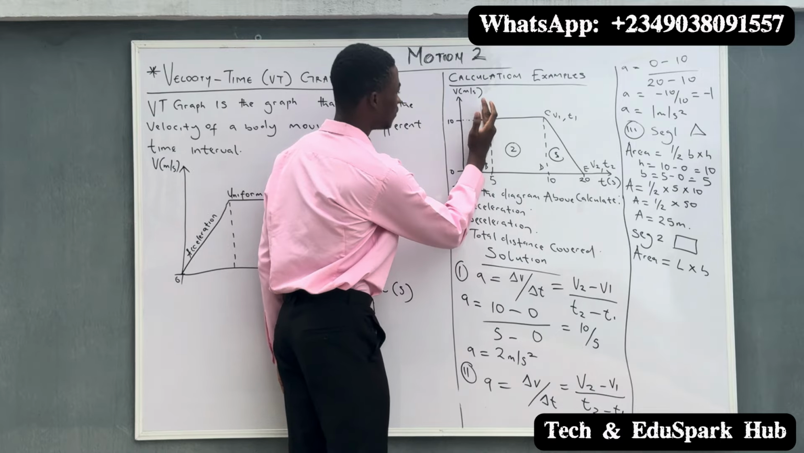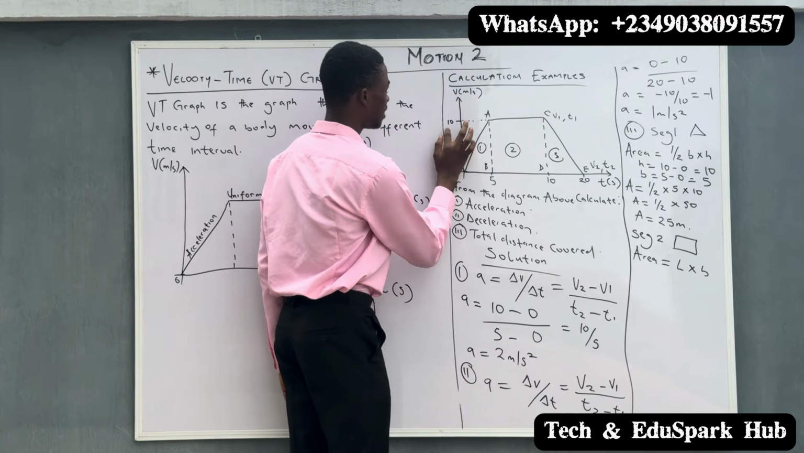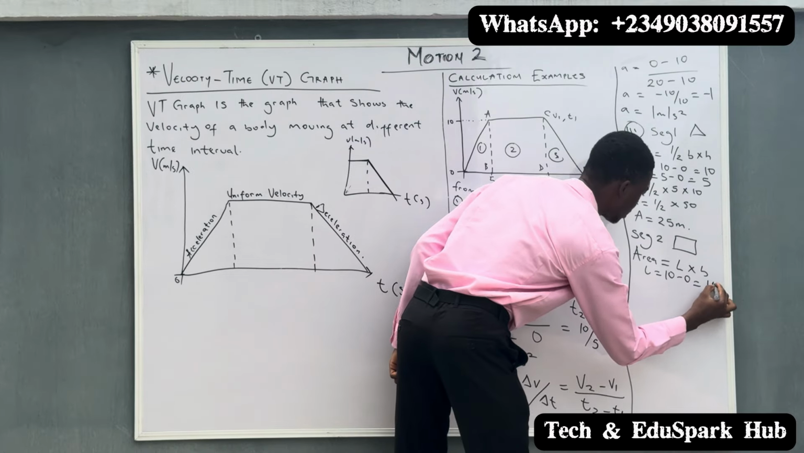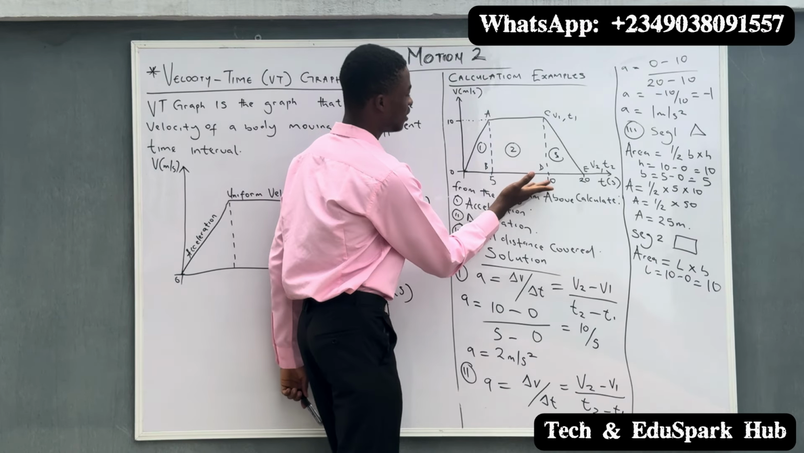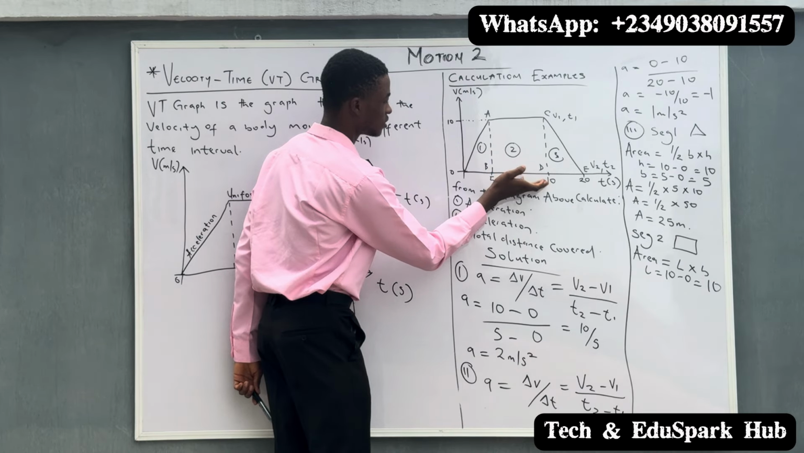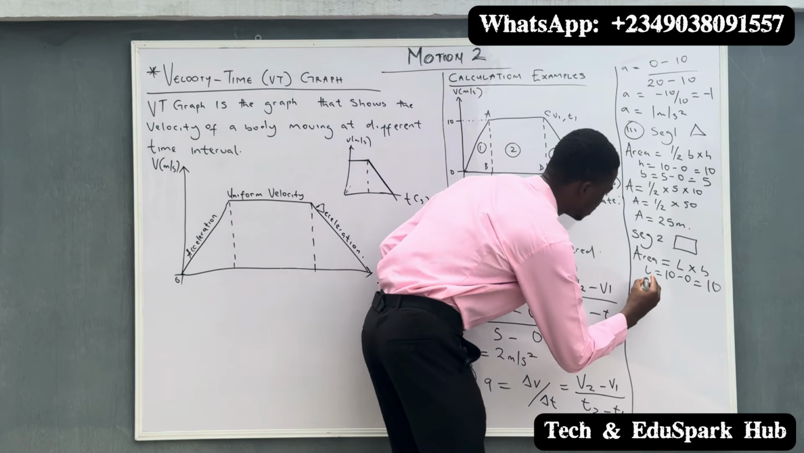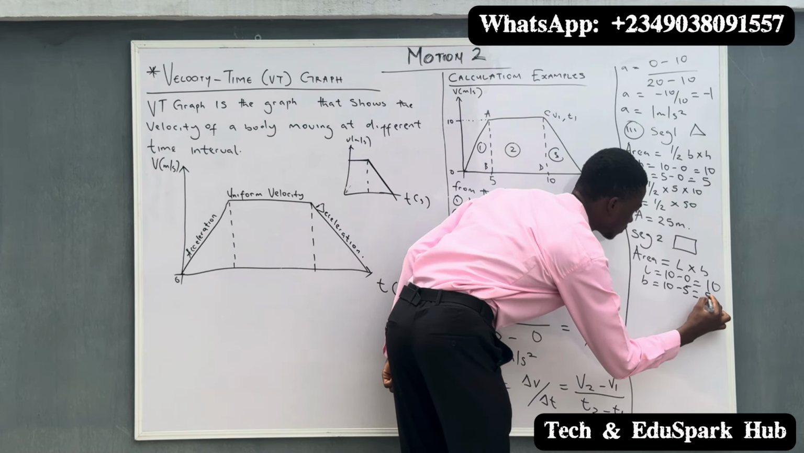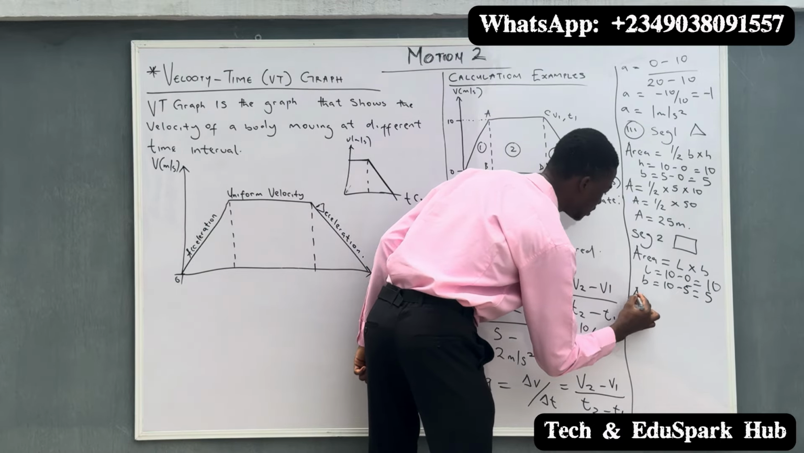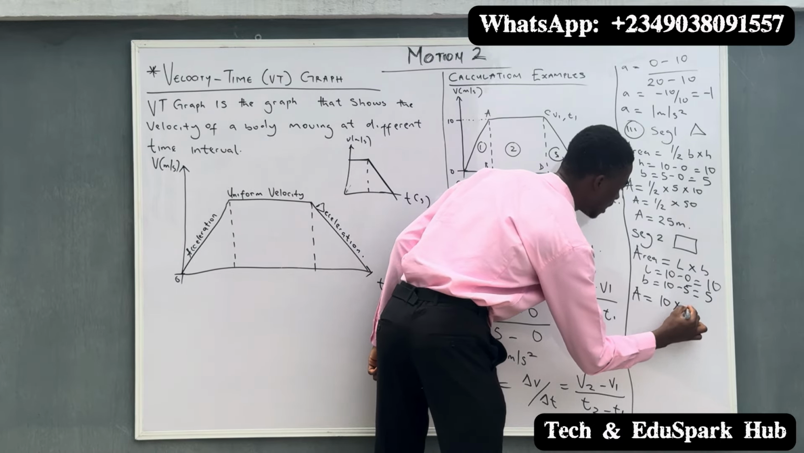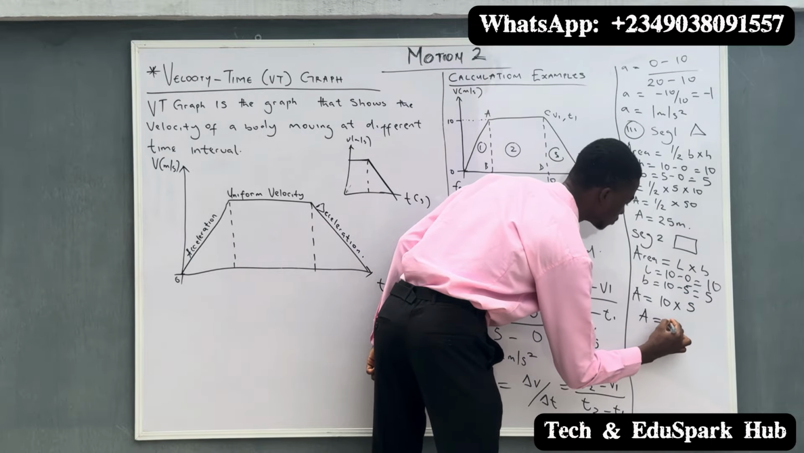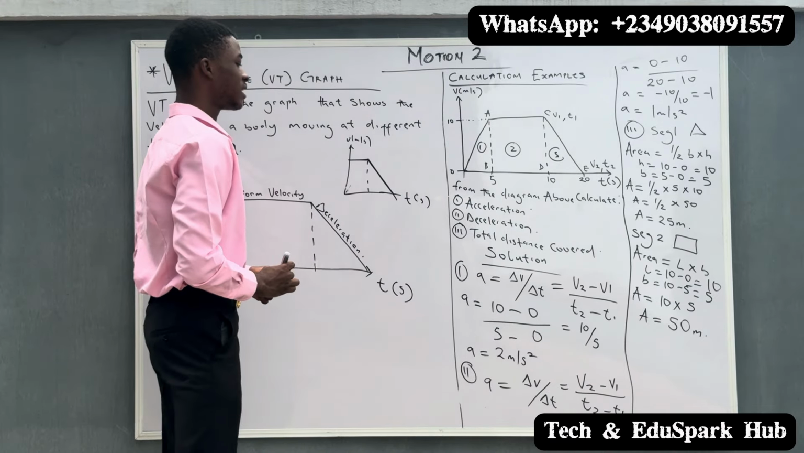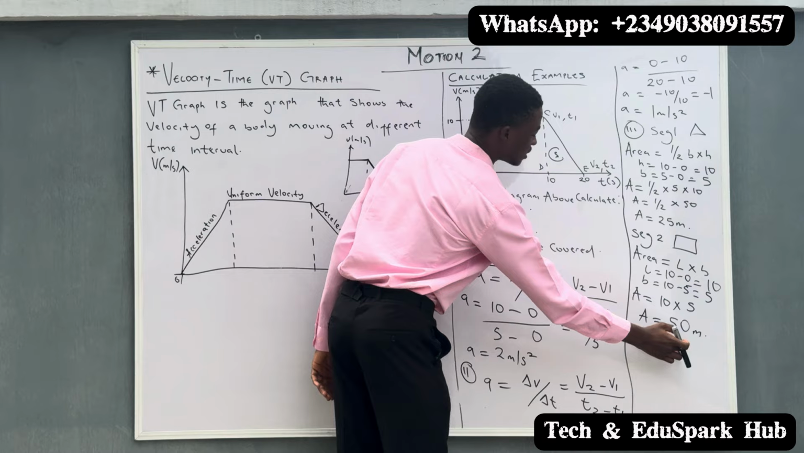So the length, this is the length of the rectangle, which is from here to here. So we have 10 minus 0. So our L will be given as 10 minus 0, which is equal to 10. While our breadth, this is the breadth of the rectangle, is given as 10 minus 5. So B equals 10 minus 5, which is equal to 5. So the area will now be given as A equals 10 multiplied by 5. So our area will be given as 50 meters. So this is the area of segment 2, which is the rectangle. It is given as 50 meters.